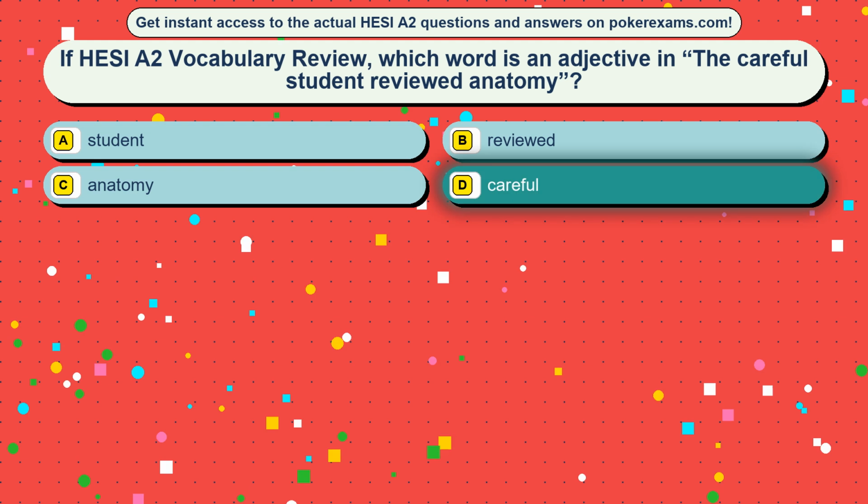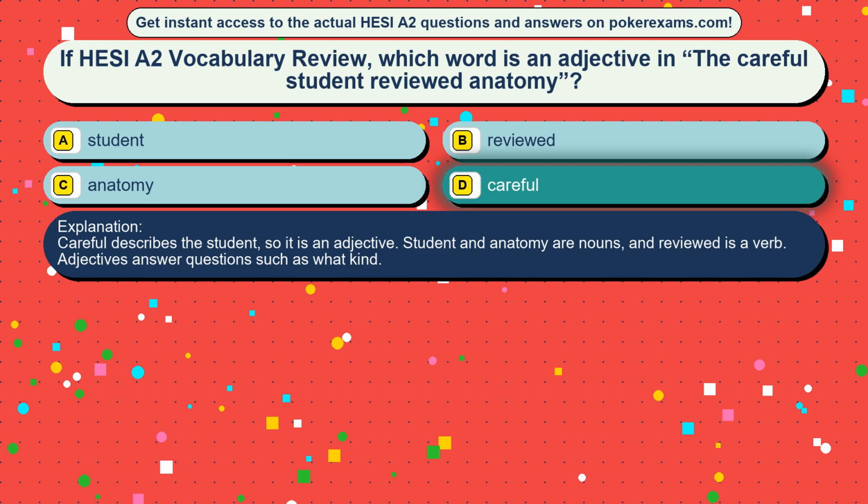The correct answer is option D, careful. Careful describes the student, so it is an adjective. Student and anatomy are nouns, and reviewed is a verb. Adjectives answer questions such as what kind.